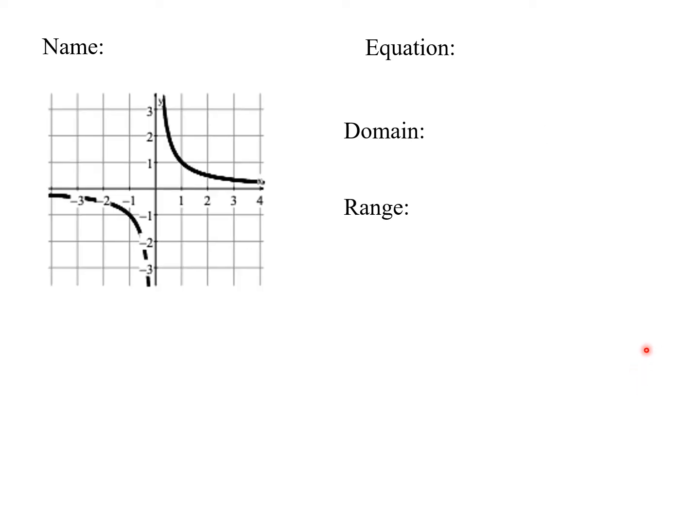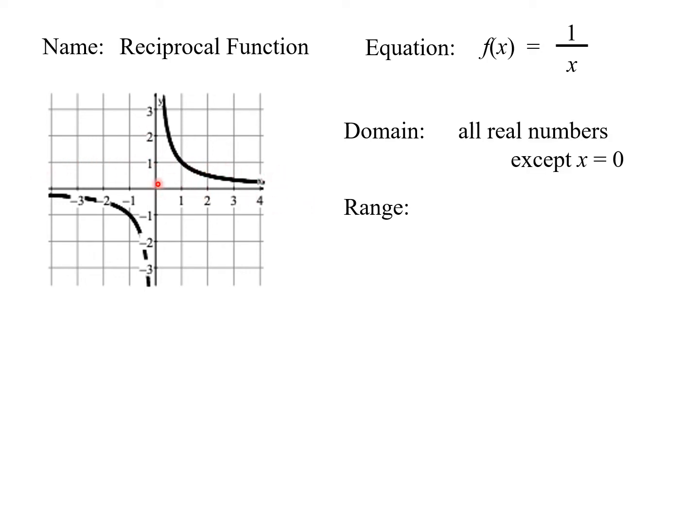Next, we have this function, which is called the reciprocal function or the rational function. The parent equation for this is f of x equals 1 over x. The domain, the values of x for which this function has a value, are all values of x except x equals 0. There's an asymptote at x equals 0. The range, the output values, are also all real numbers except for y equals 0. There's a horizontal asymptote at y equals 0.